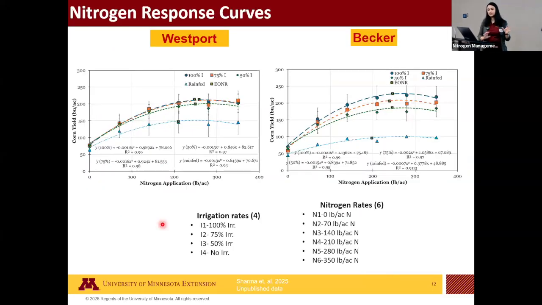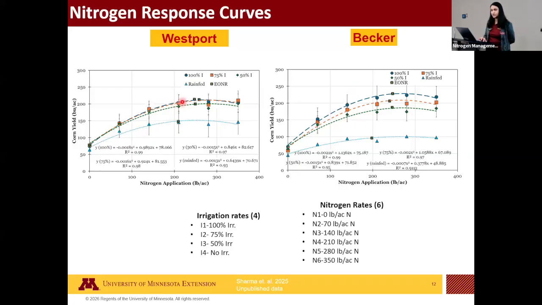So diving into the data, this is the nitrogen response curve. We have been talking about this since morning. The left side is Westport, the right side is Becker, and the 4 lines here are 4 irrigation rates. So x-axis is the nitrogen rate, nitrogen application that we applied. The y-axis is corn yield. And we see a very smooth nitrogen response curve that we expected at both locations.